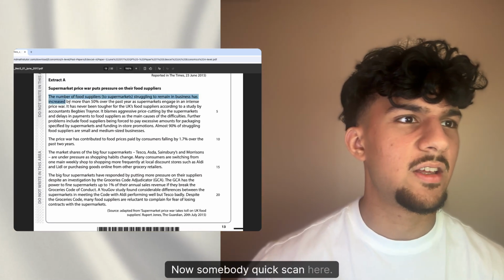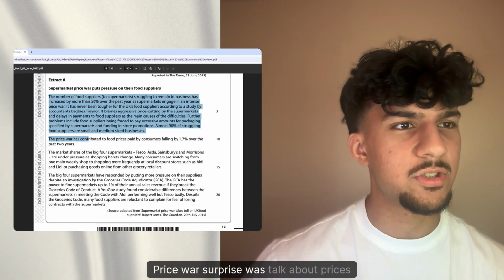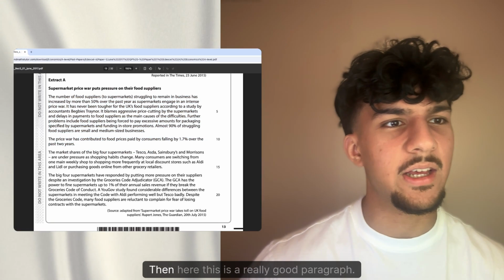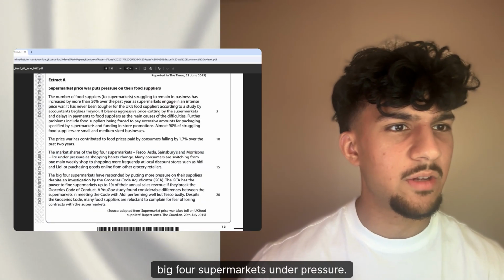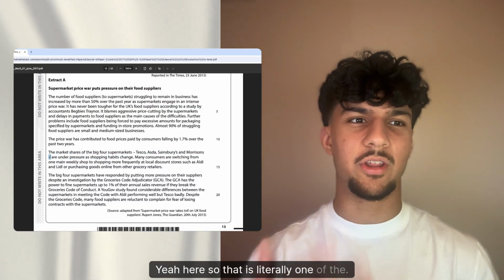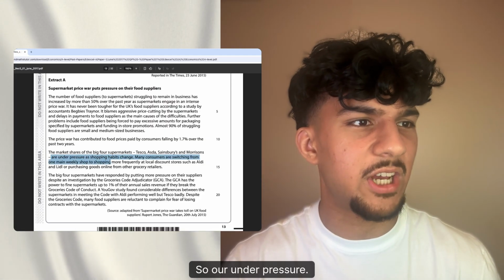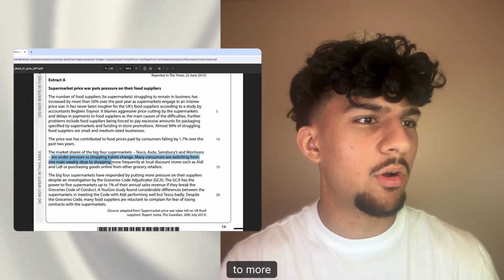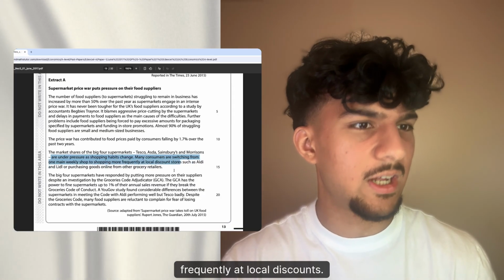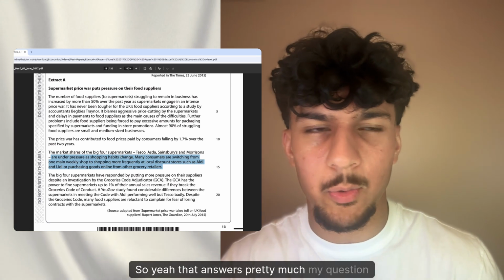Now, just having a quick scan here. Looks like nothing much here. Price wars talk about prices decreasing. Then here, this is a really good paragraph. So market shares, big 4 supermarkets. Under pressure, yeah, here. So I'm definitely going to be using this in my application. So: under pressure as shopping habits change, many consumers are switching from one weekly shop to more frequently at local discounts, Aldi, purchasing goods online at retailers. So yeah, that answers pretty much my question directly.